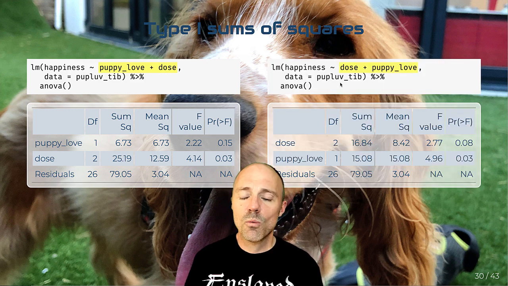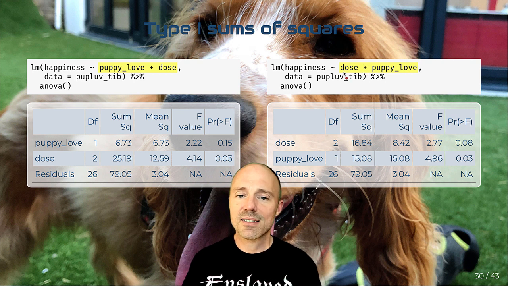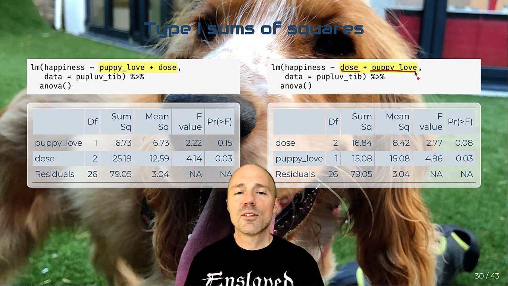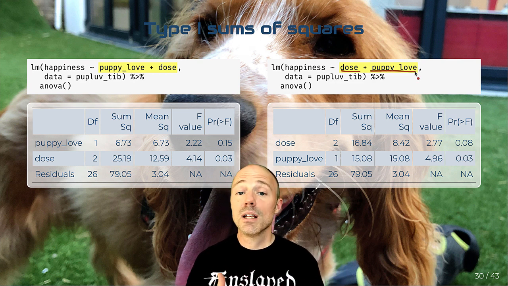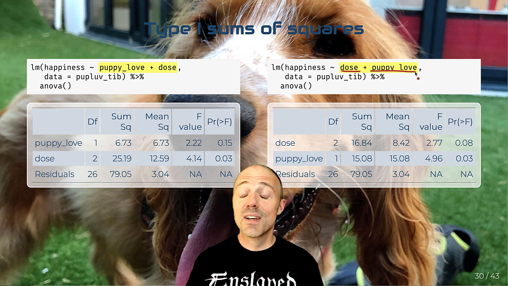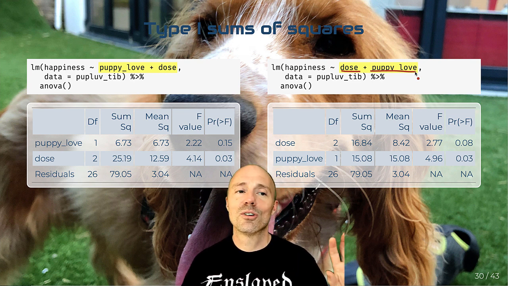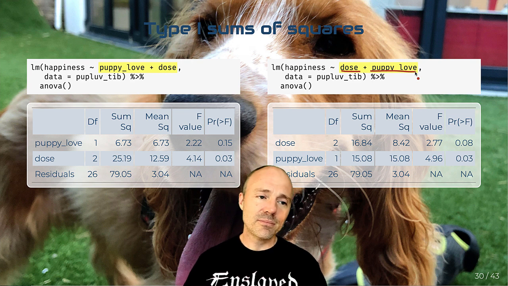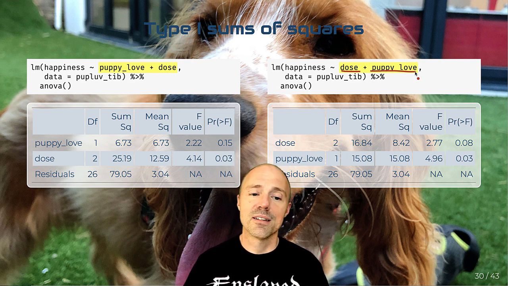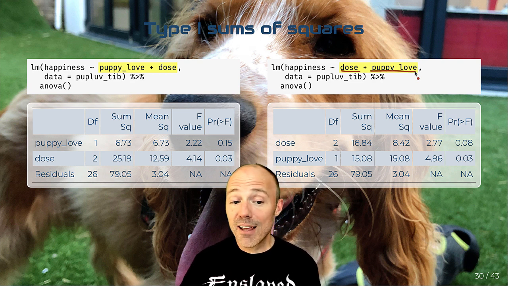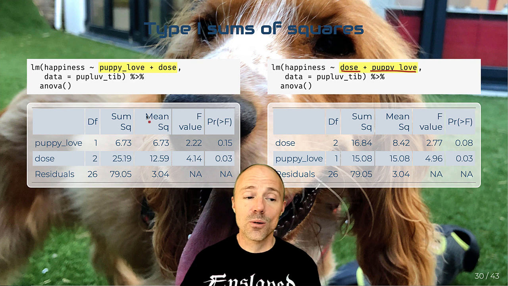Now I'm going to have a look at what happens when we enter the predictors in the opposite order. Over here, we've entered dose first and then puppy love. The models on the left and right are exactly the same models, they just vary in which order the predictors have been put in. On the left-hand side, puppy love has been entered first. On the right-hand side, dose has been entered first. And you can see in the tables below that you get different F values and a different profile of results.